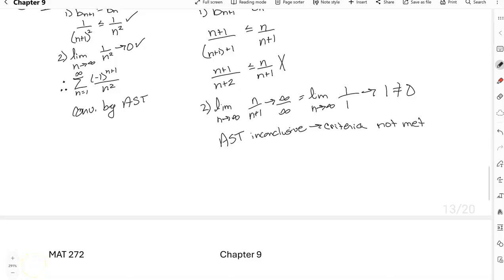That criteria is not met. Okay, but what we do know is that the limit of that sequence went to 1, which is not 0, so we could use the divergence test. And the conclusion here is that the sequence diverges.